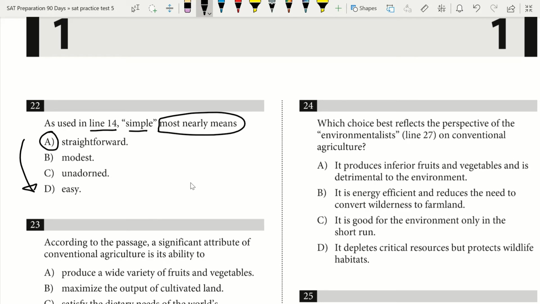Let's say we thought pure was going to be our correct answer on a pure land to food basis, right? We would then go through our options and find which was closest to pure. In this case, the closest to pure would be straightforward, so then we would get to straightforward as well.